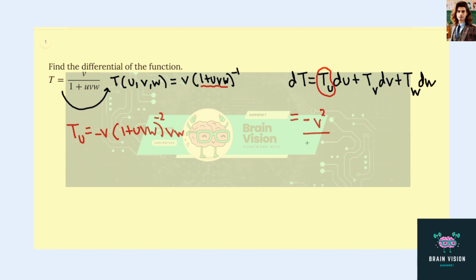Go ahead and put this term back in the denominator if you like. Don't forget to square it. And then we'll still need our du there. So that's the first one. Two more to go.